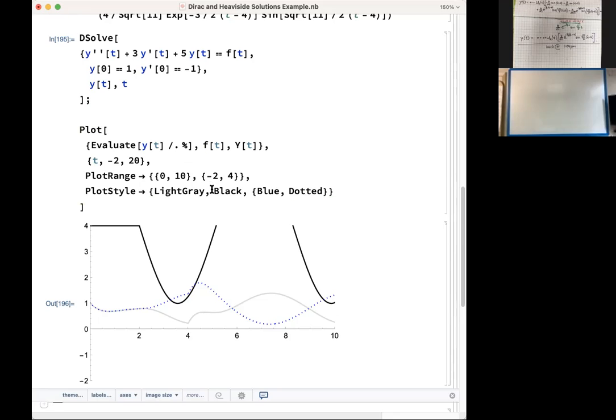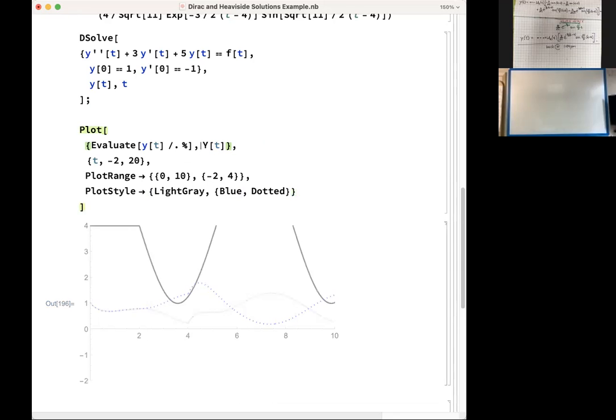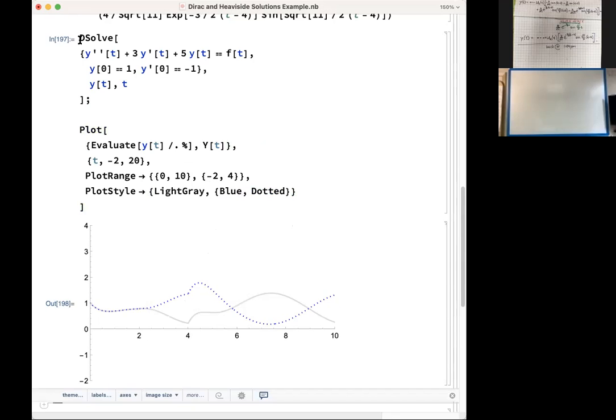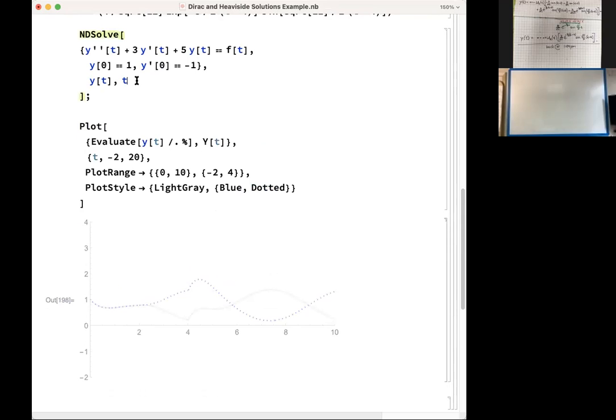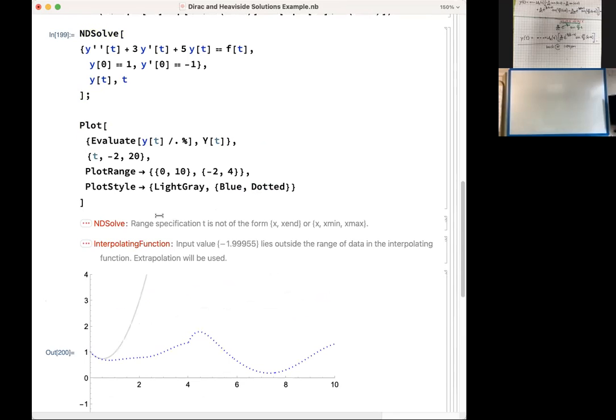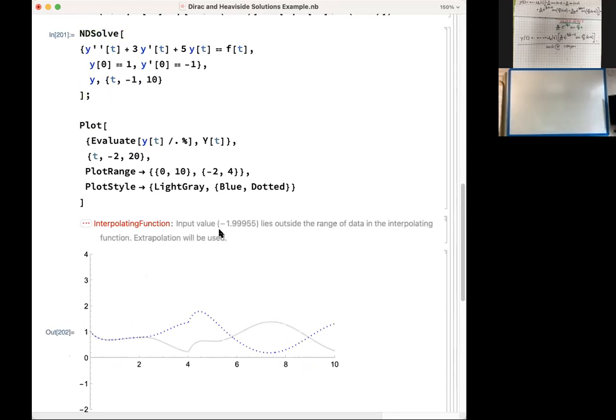First of all, let's remove the driving function because that's distracting us. The next thing I'm going to do is change it from DSolve to NDSolve. I'm going to tell Mathematica just do this numerically if it's hard for it to do it exactly, but we can go back to DSolve in a second. Okay, not specified range. That means I have to change these parameters right here. I have to tell it where to solve it numerically. Let's say minus 1 to 10. Mathematica is giving me a warning that at negative 1.99, something went wrong.